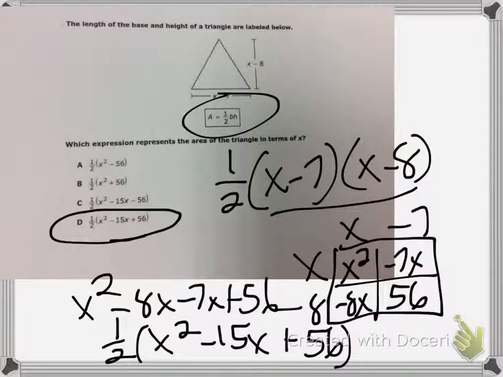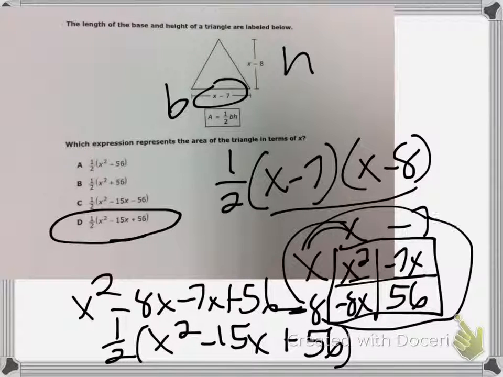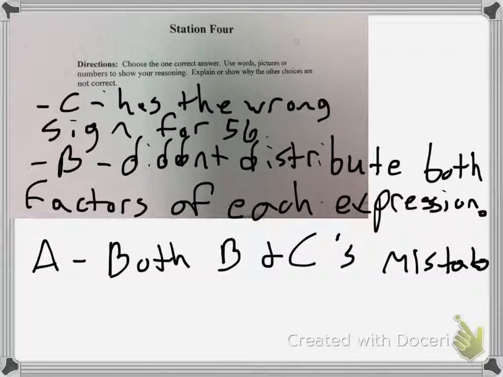On this one right here, I got to set it up using the formula here. 1/2 base times height. This is my base. This is my height. And I'm going to use my area model to do this. So it's x times x is x squared. x times negative 7 is negative 7x. Negative 8 times x is negative 8x, and negative 8 times negative 7 is positive 56. So I combine my like terms. My answer is x squared minus 15x plus 56. Put my 1/2 on the outside. C was wrong.